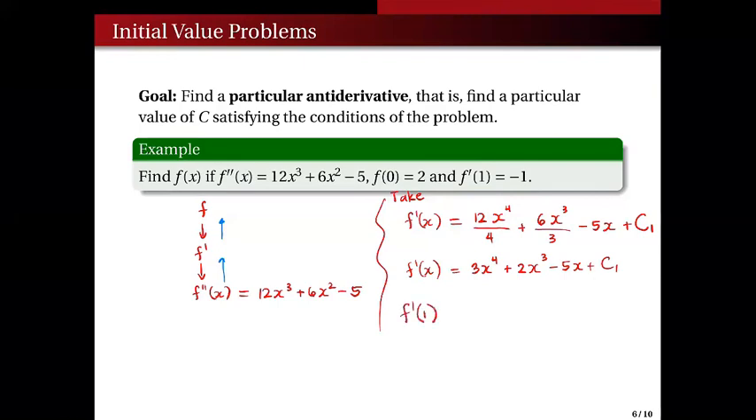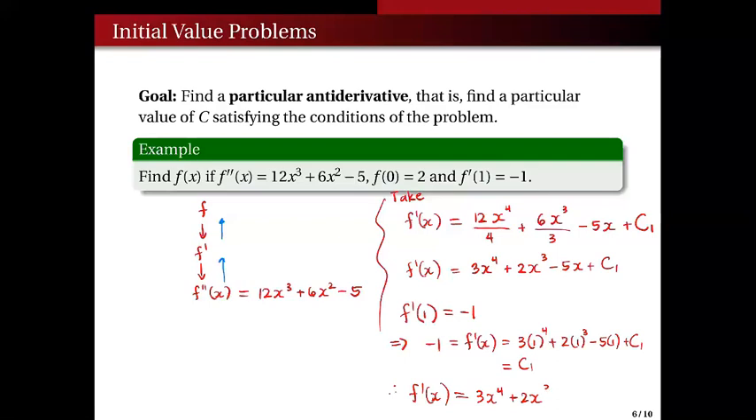F prime of 1 must be equal to negative 1, which means that negative 1, which is f prime of 1, is equal to 3 times 1 raised to 4 plus 2 times 1 cubed minus 5 times 1 plus c sub 1. If we calculate this, we have 3 plus 2, that's 5, minus 5. So c sub 1 equals negative 1, which means that f prime of x is 3x to the 4 plus 2x cubed minus 5x minus 1.